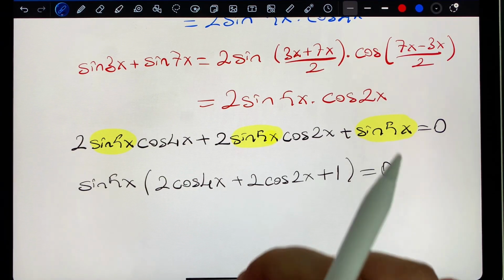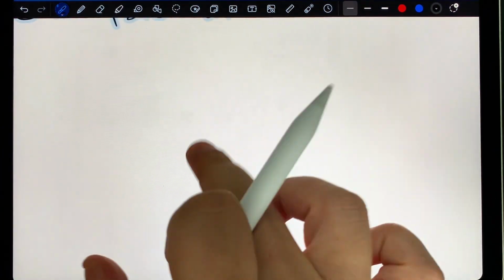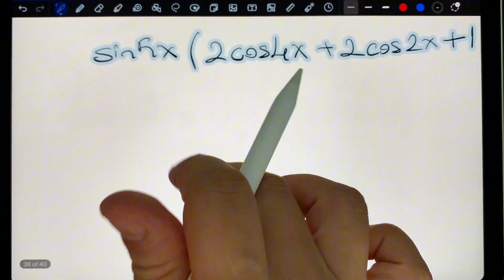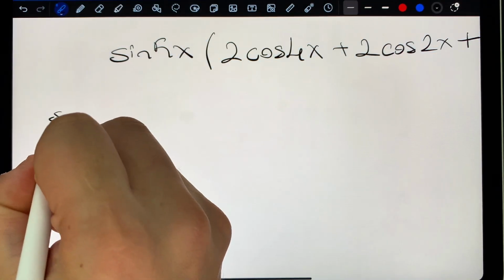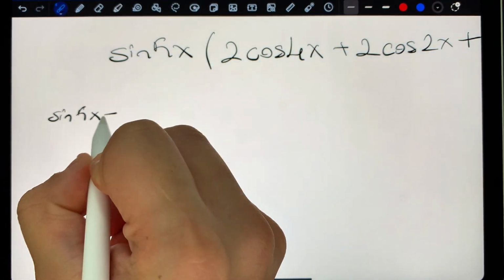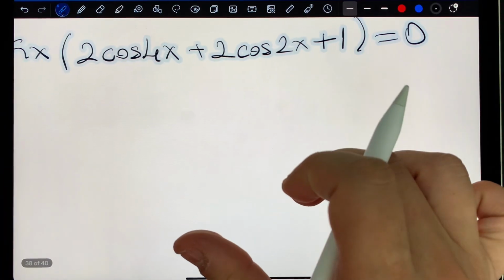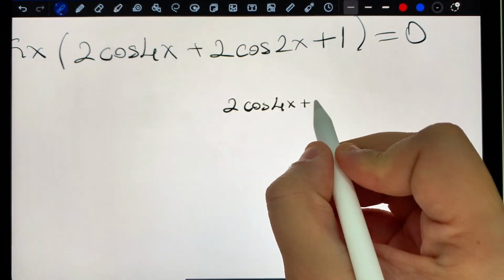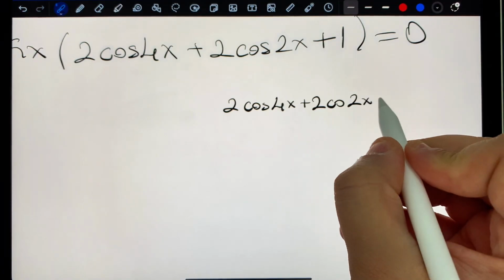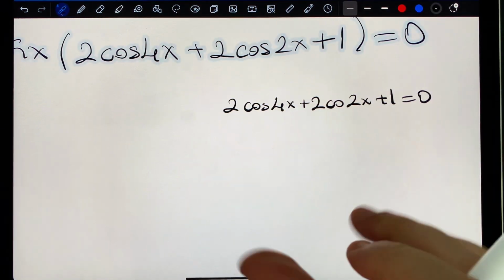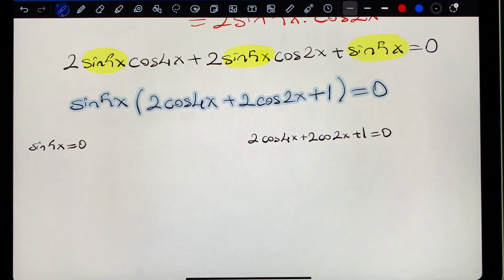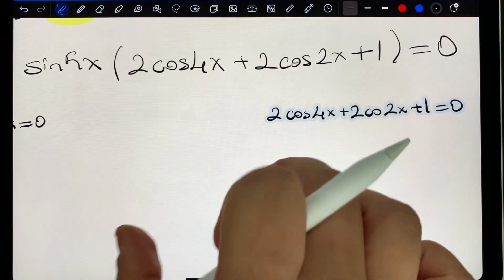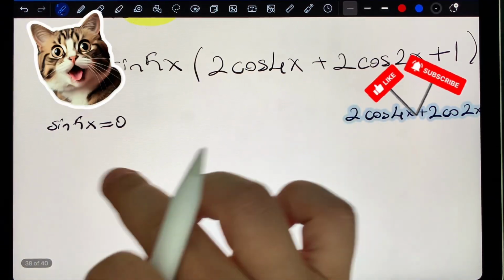Okay, what should happen now? Of course, if you pay attention here, what should I do? The expression I call sine 5x should be 0, or 2 times cosine 4x plus 2 cosine 2x plus 1 is equal to 0. Perfect, one question, I recommend it to your friends.